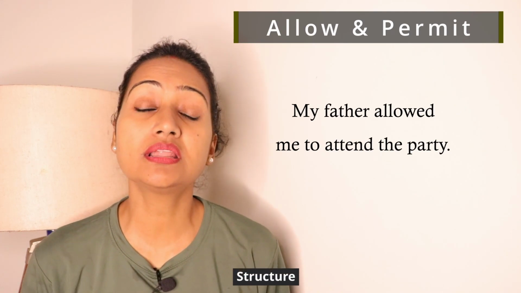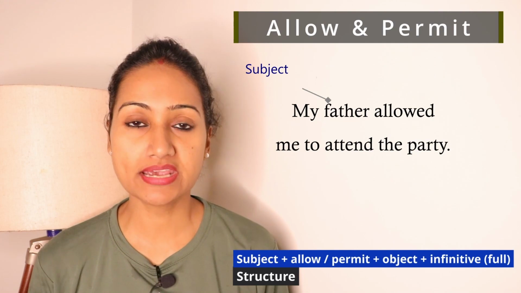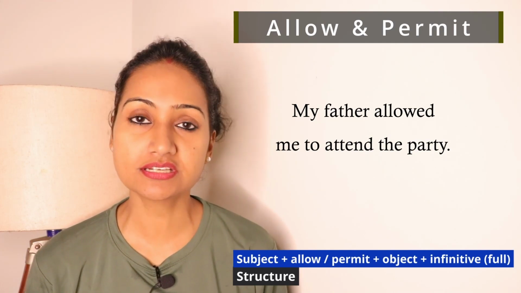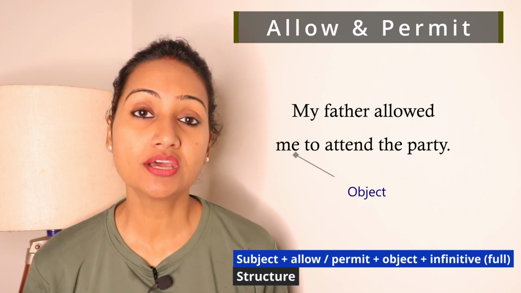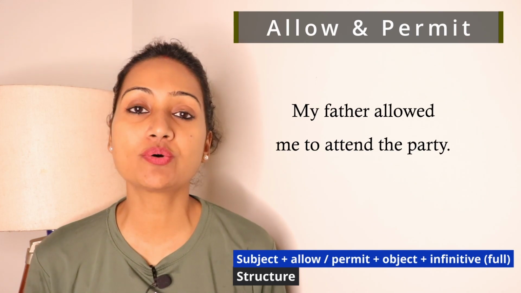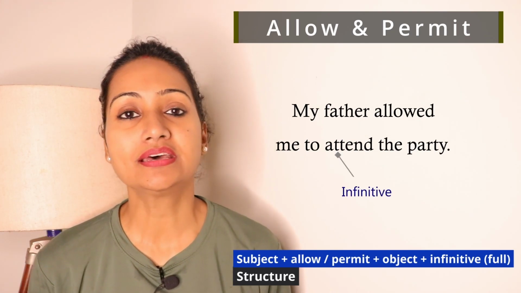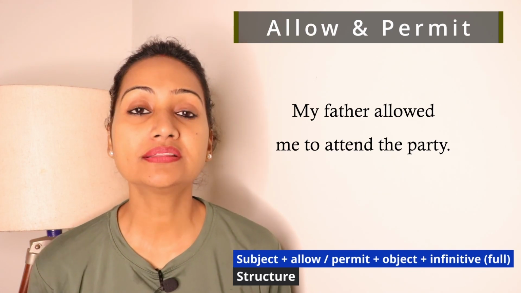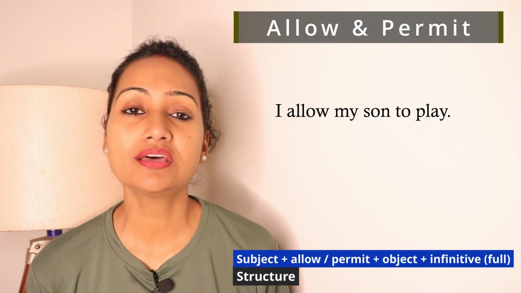Now let's look at some examples. My father allowed me to attend the party. So my father is the subject, allowed or permitted, they both are correct. Allowed me is the object, to attend the party. So to and attend, the first form of the verb. To attend is an infinitive. So, my father allowed me to attend the party. I allow my son to play.